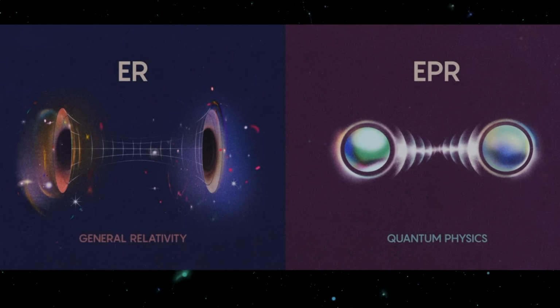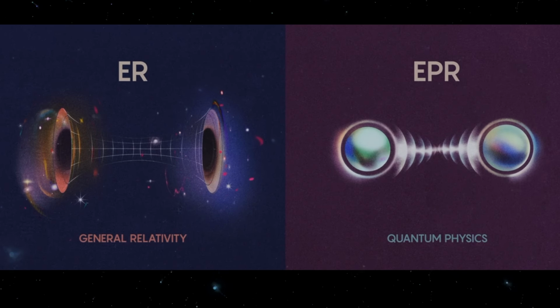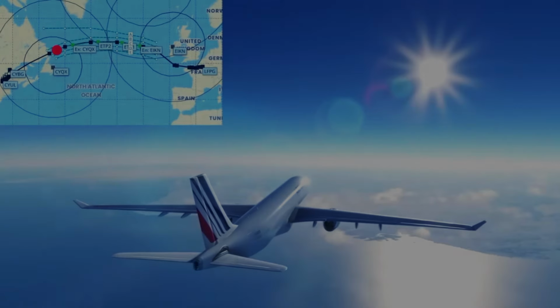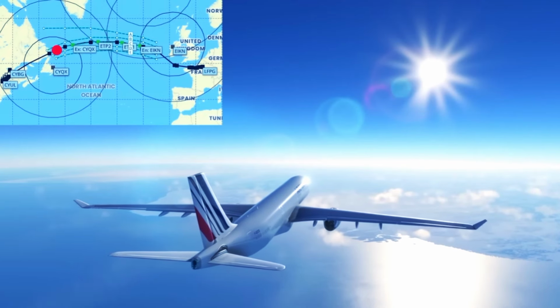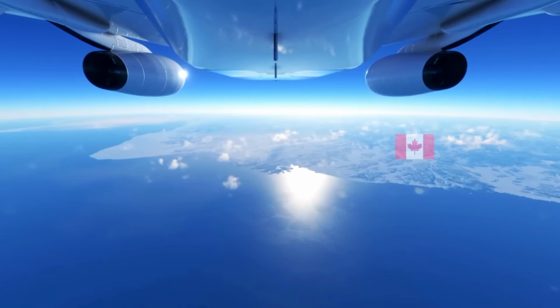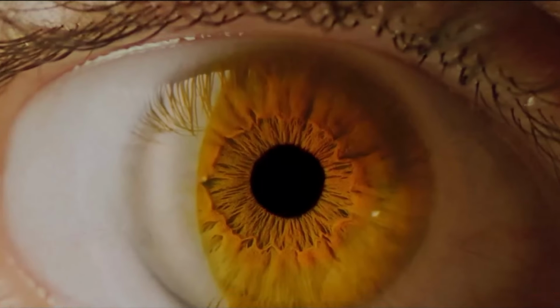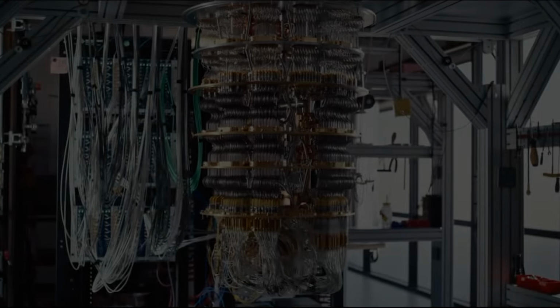Now, before you pack your bags for the Andromeda Galaxy, we need a reality check. Did Google create a physical wormhole in their lab? No, think of it like a video game. If you play a flight simulator, you are using the real laws of aerodynamics to fly a plane. But you aren't actually flying, you are simulating the physics of flying. Google simulated the physics of a wormhole.